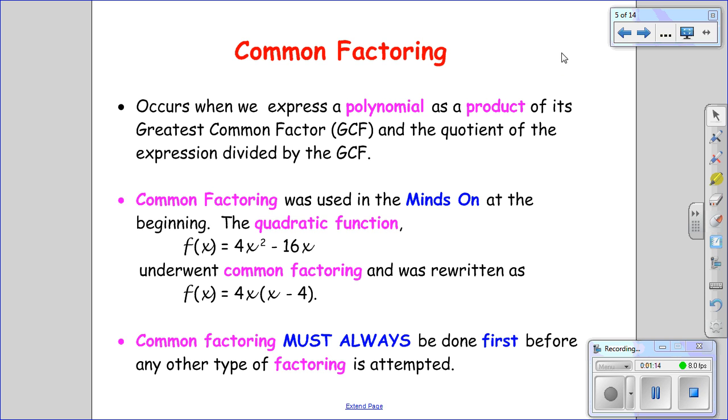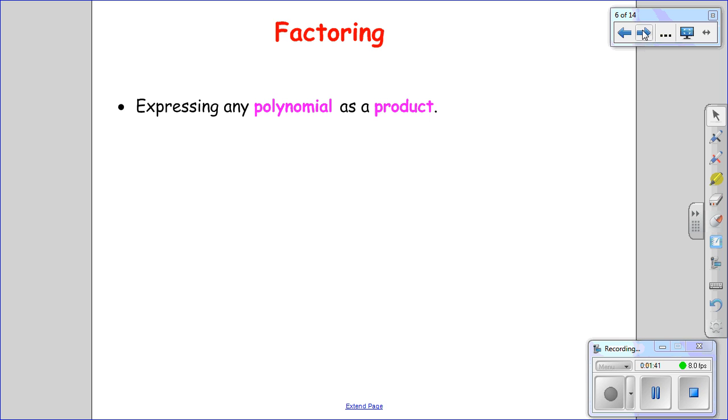So that's kind of wordy. What that really means, if we go back to the example we just talked about in the minds on, we found that the greatest common factor was 4x. So I divided 4x squared by 4x, and I was left with an x. And I divided the 16x by 4x, and I was left with the 4. And something to always remember with common factoring is you always have to do it first. With any form of factoring, you always have to common factor first.